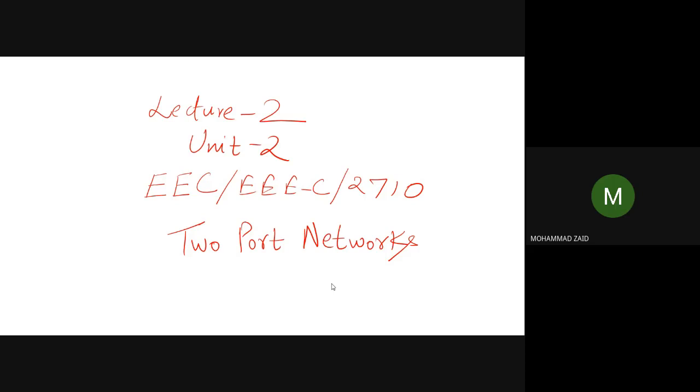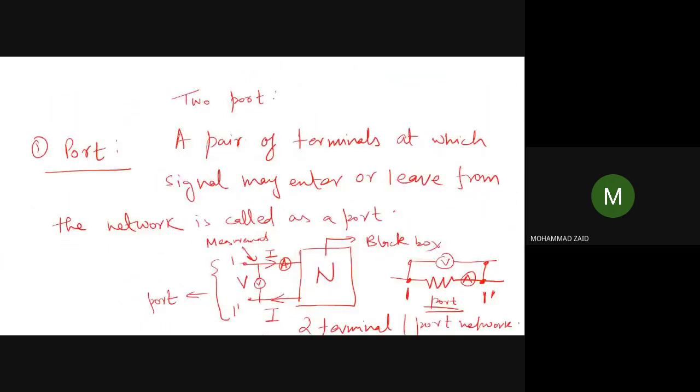We have discussed the definition of a port. What does a port look like? Just for recap, I would like to again repeat that a pair of terminals at which a signal may enter or leave from the network is called a port. And I have shown you that, for example, if a network is known to us, we don't know how the interconnection of different elements is there in the network, but we can access the current and voltage. And if we know the current and voltage, then obviously the power we also know.